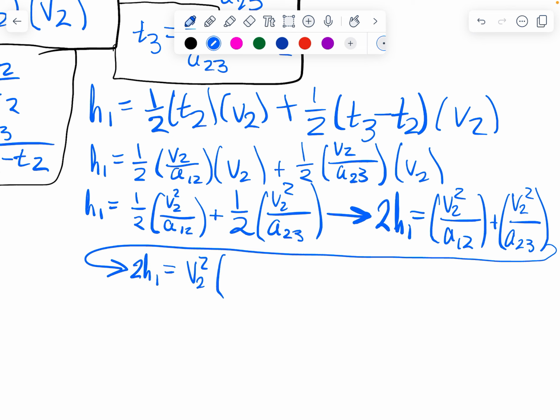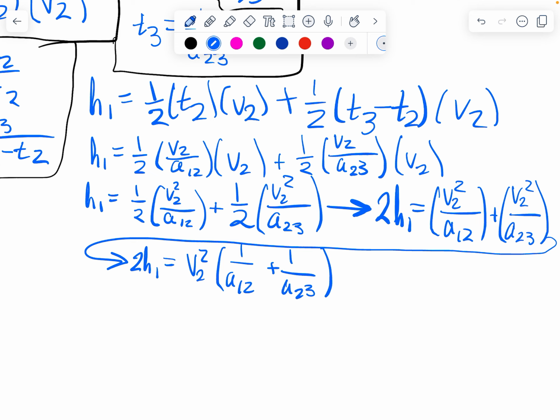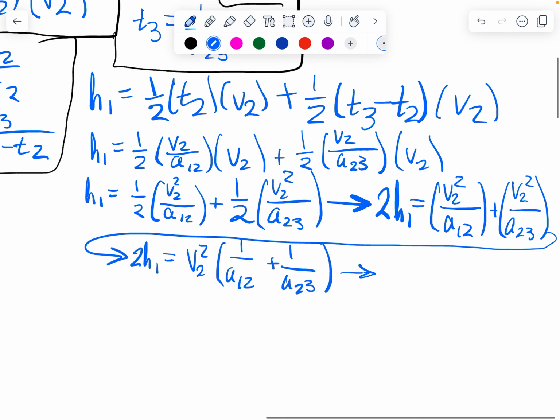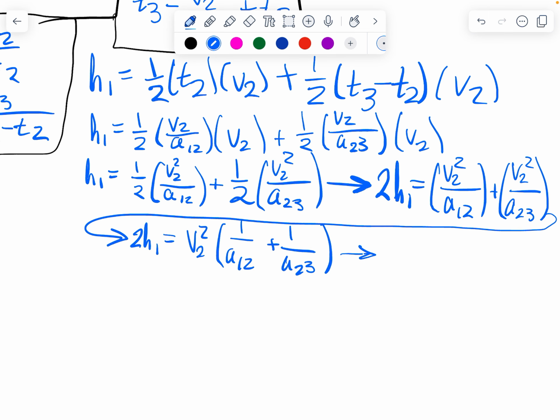V2 squared, just factored out, is A12 plus, well, let's put it together now, plus 1 over A23. Awesome. So now what can we do? We want to get those fractions on the other side to isolate V2 squared. But to make it easier, I'm going to first simplify them to one fraction. Just makes it a lot easier. Equals V2 squared, then A23 plus A12 over A12 times A23.